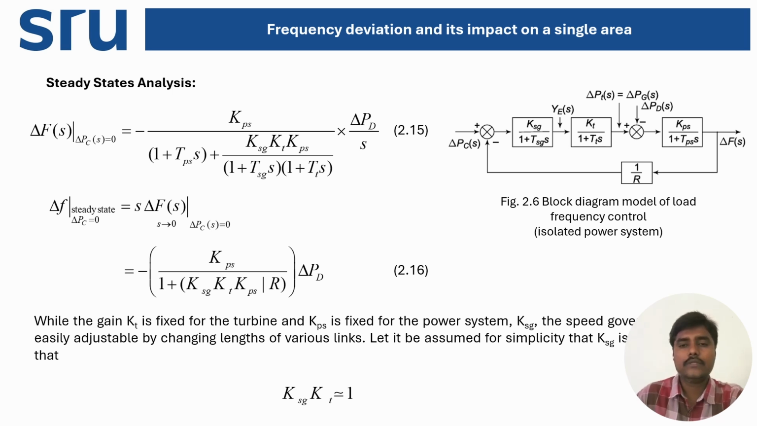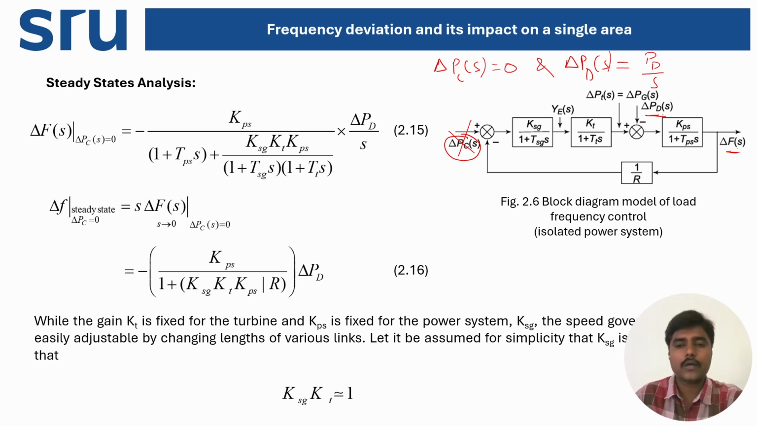Here, the block diagram can be modified so that it is suitable for case 1, where we are neglecting delta PC of S, that means delta PC of S is equal to 0, and we are considering delta PD of S, which can be expressed as PD by S. For this case, there is no other input, so you can neglect it, and this is the only input and this is the output. So now the system is acting like a single input and single output block diagram.